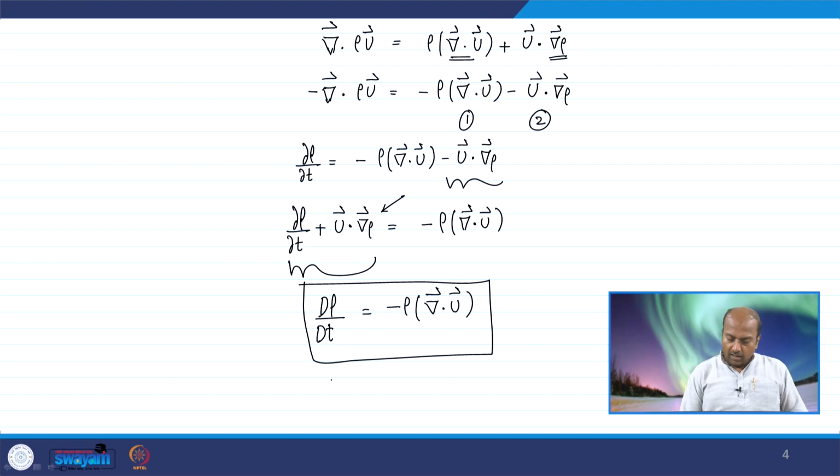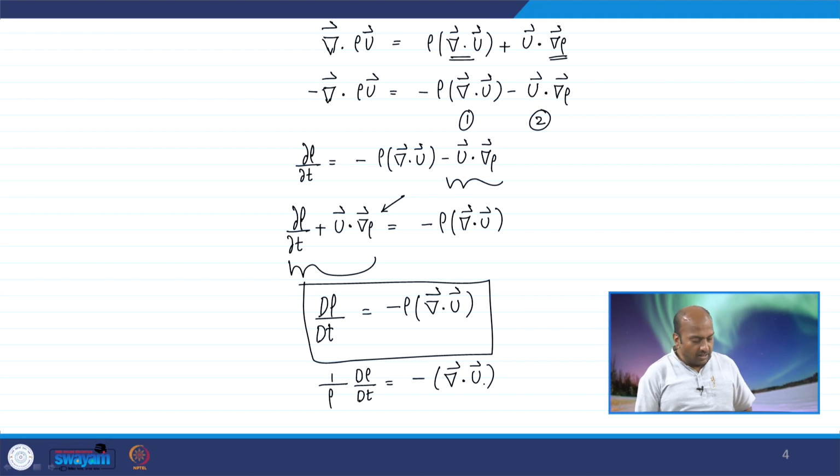We can go ahead and say 1 by rho capital D rho by dt is equal to the negative of the divergence of velocity. So what does it mean? The fractional rate of change of density while following the motion is equal to the negative of the velocity divergence. Why did I mention while following the motion? Because when you are referring to the total derivative, you are accounting for the change in a physical quantity while following the motion.